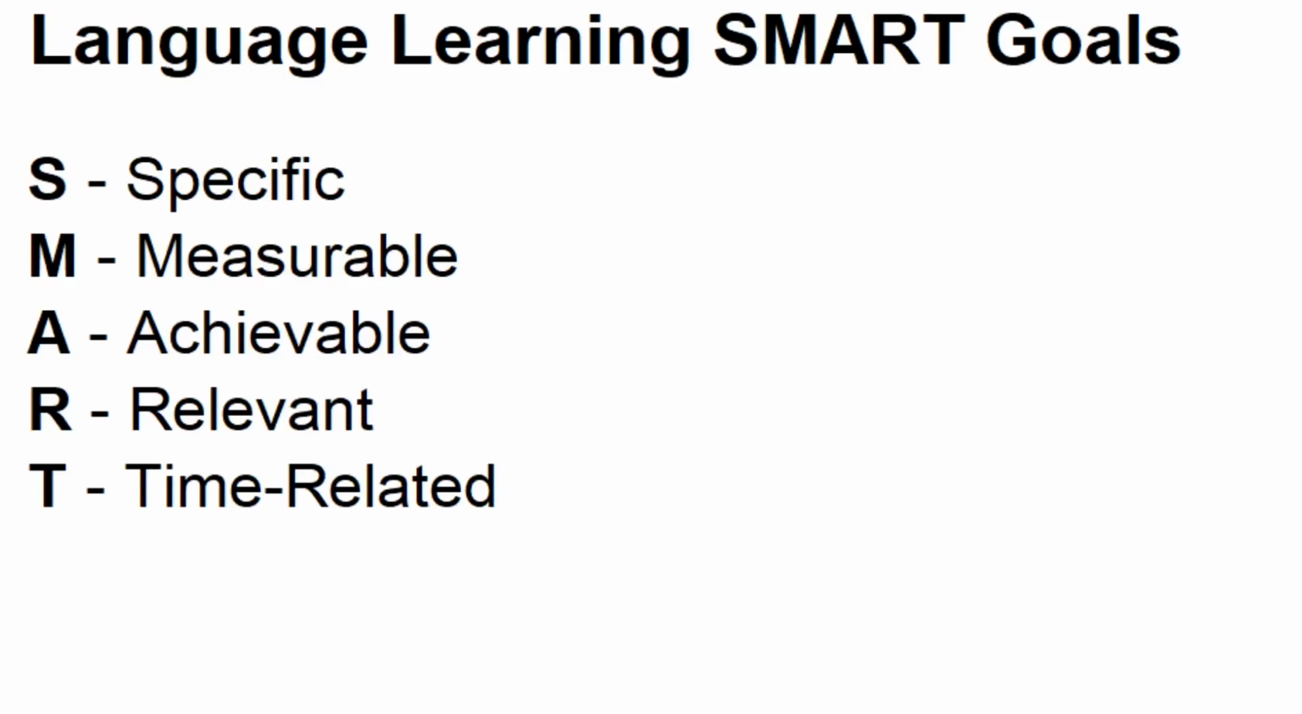This is Matt, and today I want to talk about language learning goals, and in particular, SMART goals. SMART goals are basically just a framework for creating goals, and it's really awesome for creating language learning goals, but really anything in general. Basically, SMART goals are five main attributes that you want your goals to have, and I've listed them right here. That means your goals should be specific, measurable, achievable, relevant, and time related.